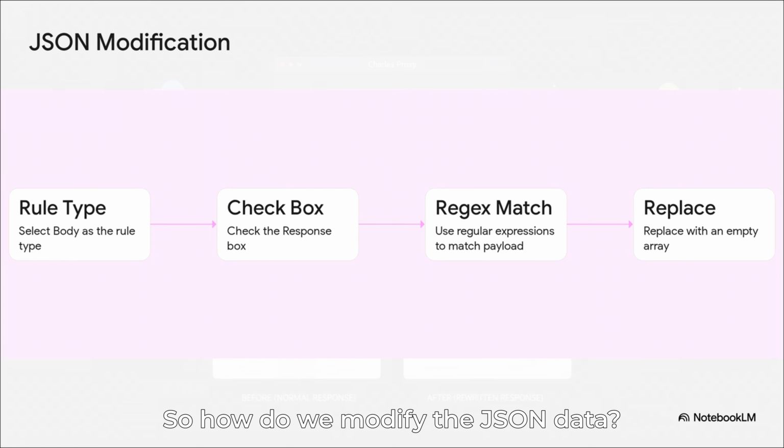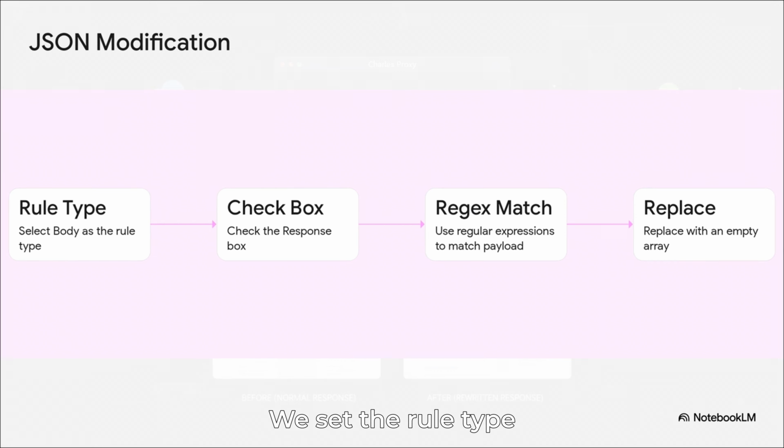So how do we modify the JSON data? We target the body of the response, we set the rule type to body, check response, and then use a super simple regular expression, just brackets with a \S and capital S. This captures the entire incoming payload.